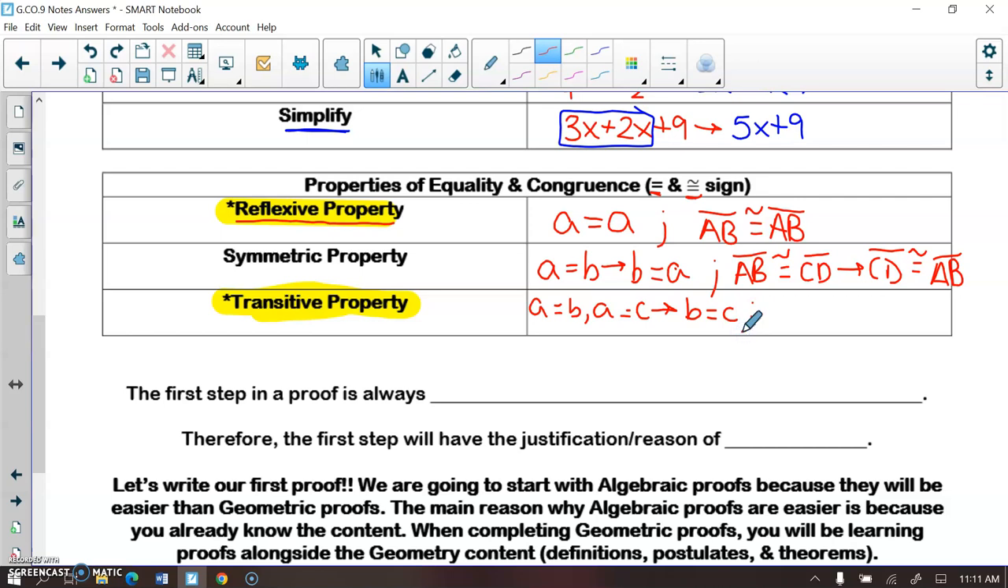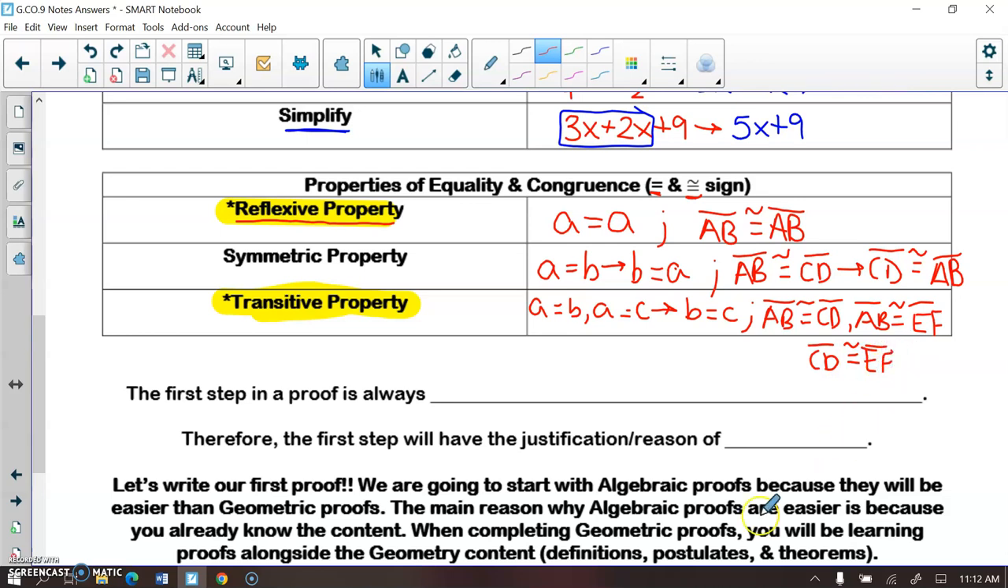Now, if I were to do the transitive property of congruency, we would have something like this. Segment AB is congruent to segment CD, but also segment AB is congruent to segment EF. So with this information, I can conclude that segment CD is congruent to segment EF.